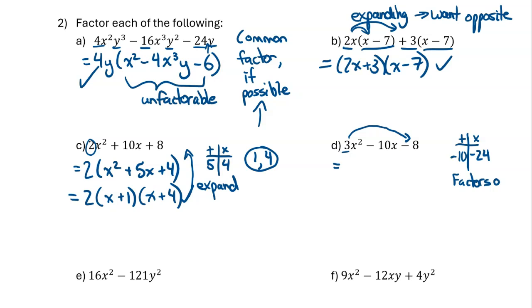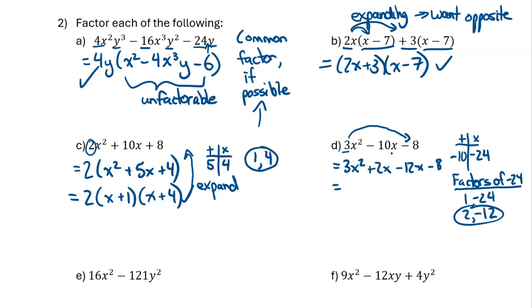We need to multiply the a times the c terms together. So we want to find factors of negative 24. And so 1 and 24, but because it has to add to a negative, we want the bigger term to be negative. And that doesn't work, but the 2 and negative 12 does. So 3x squared plus 2x minus 12x minus 8.